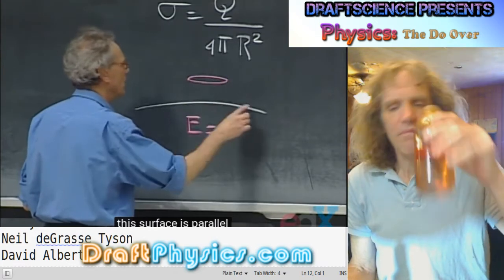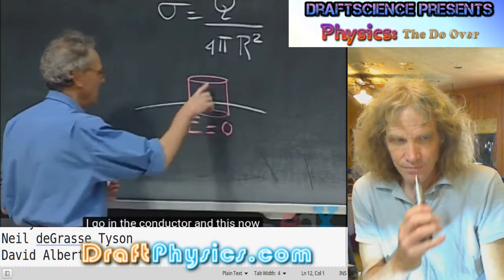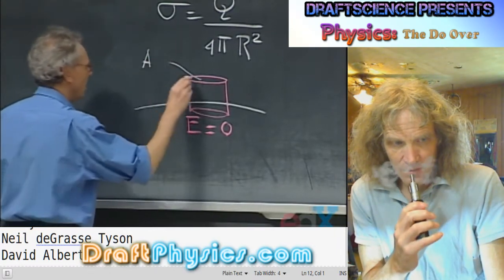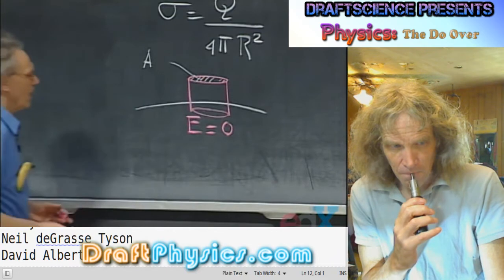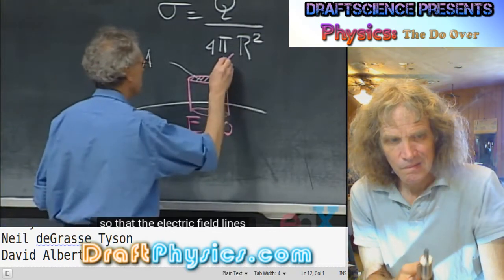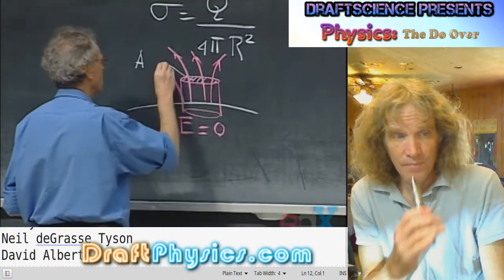This surface is parallel to the conductor. I go in the conductor. And this now is my Gaussian surface. Let this area be capital A. And let's assume that it is positive charge, so that the electric field lines come out of the surface, perpendicular to the surface.